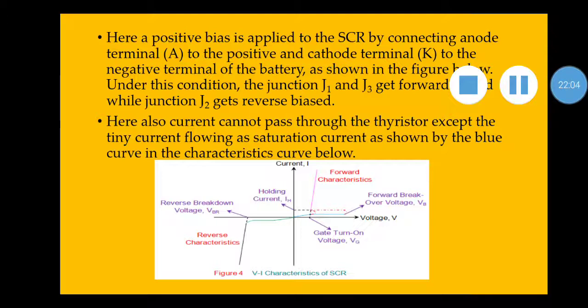The upper one is the forward biased characteristic and the lower one the reverse characteristic, with the holding current I and voltage V, that is the forward breakover voltage and reverse breakdown voltage. That is the graph of the forward and reverse blocking modes.